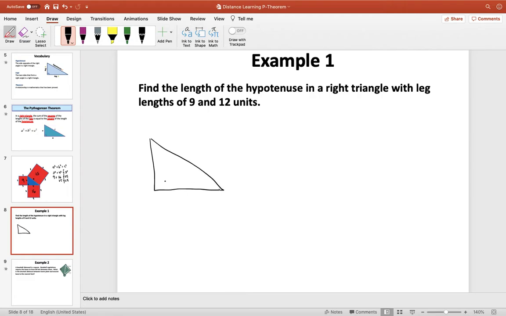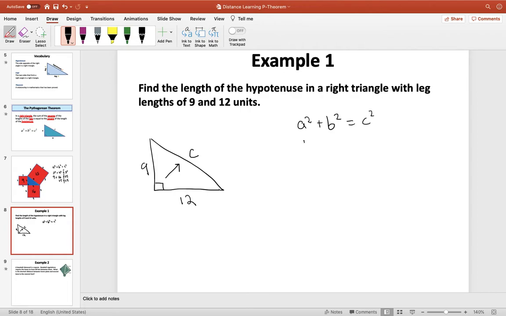Doesn't have to be perfect. I'm going to say my right angle is here, which means that this side over here is my hypotenuse. We're trying to figure that out. I'm going to call that c. I'll put my 9 here and my 12 there. So remember, when you're setting this up, you want to have your one leg squared plus a second leg squared. You want that to equal your hypotenuse squared.